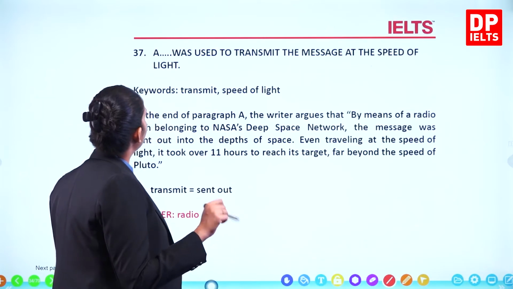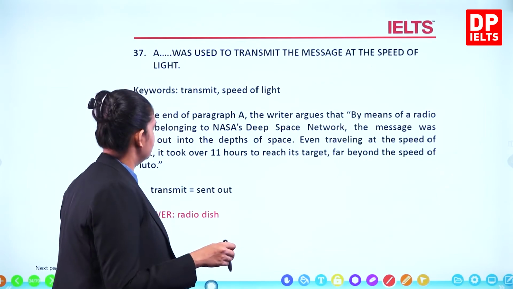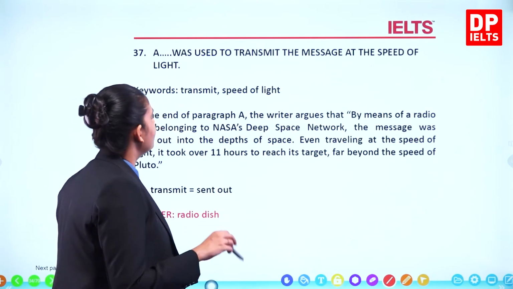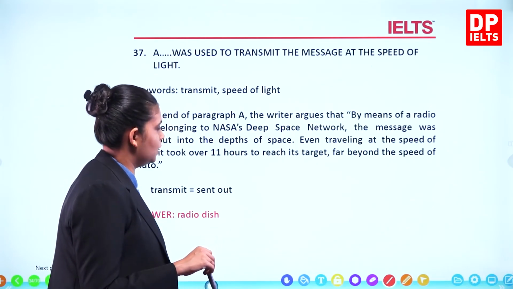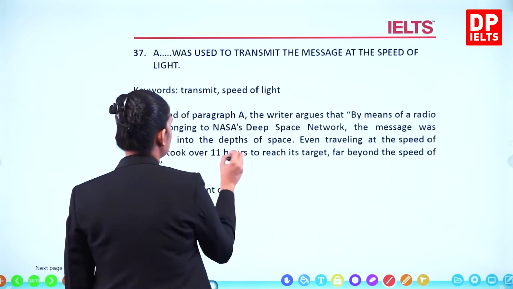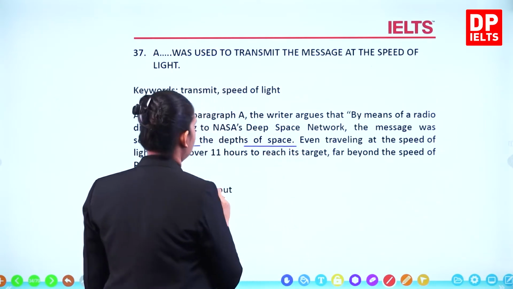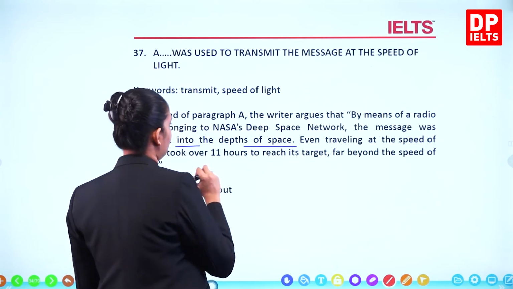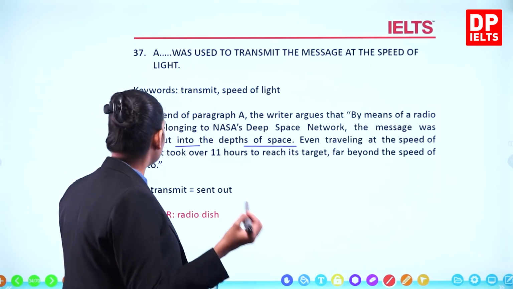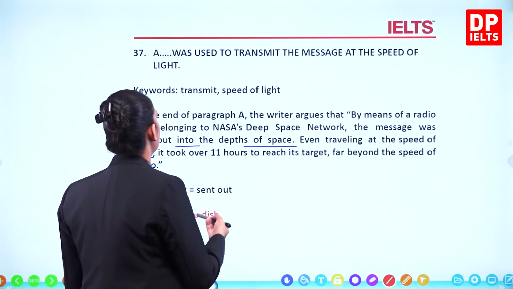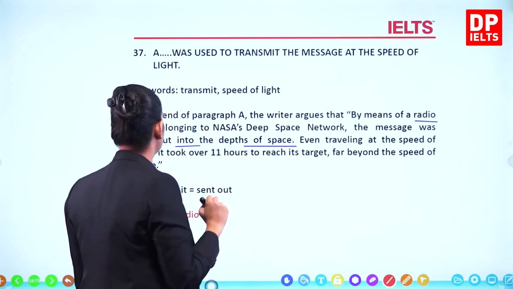37. A blank was used to transmit the message at the speed of light. Go to para A. By means of a radio dish belonging to NASA's Deep Space Network, the message was sent out into the depths of space. Even traveling at the speed of light, it took over 11 hours to reach its target, far beyond the orbit of Pluto. So what did they use? By means of a radio dish. So your answer is radio dish.